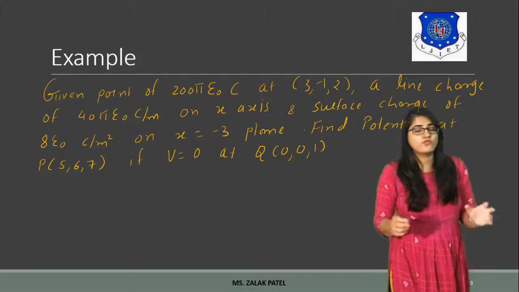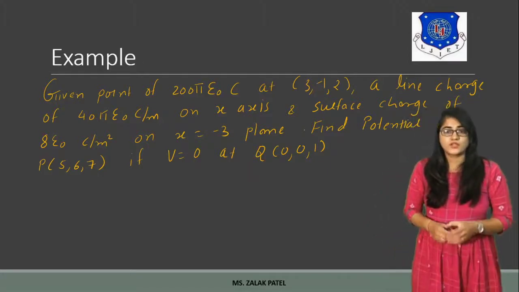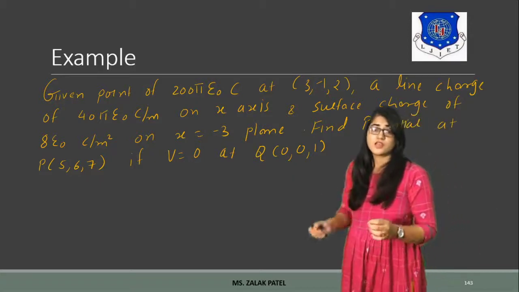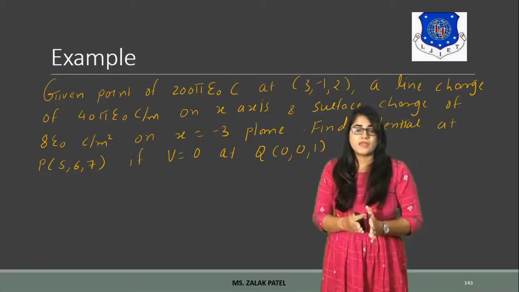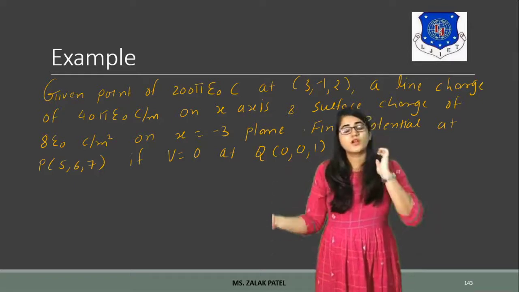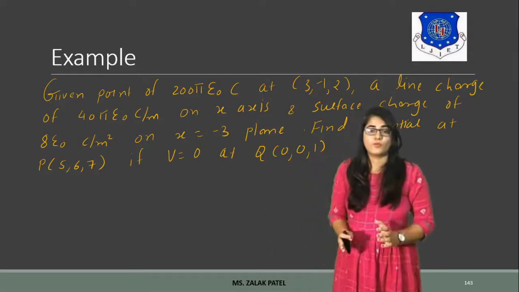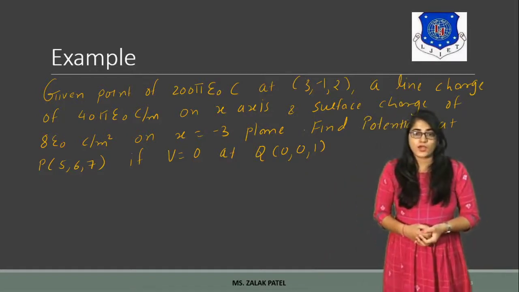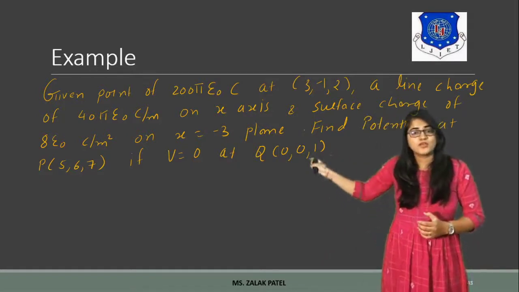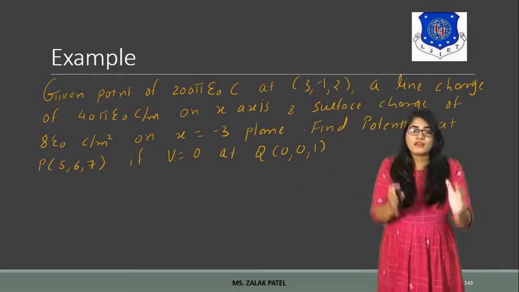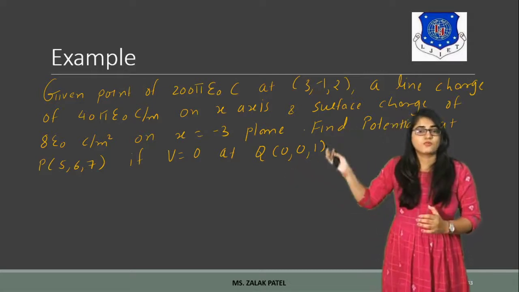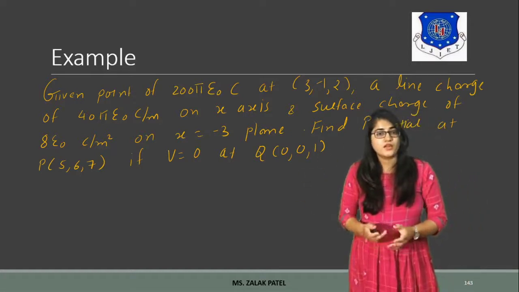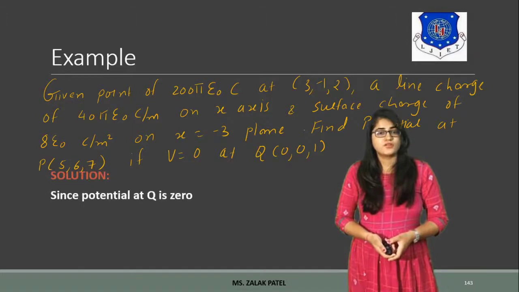So you can find the potential difference, because we have the equation for finding the potential difference VPQ. VPQ is equal to VP minus VQ. Now we have the value of VQ, so we can easily find the potential at point P. Since the potential at point Q is 0, whatever potential difference we get from this example is simply our potential at point P. So now let's start with the solution.